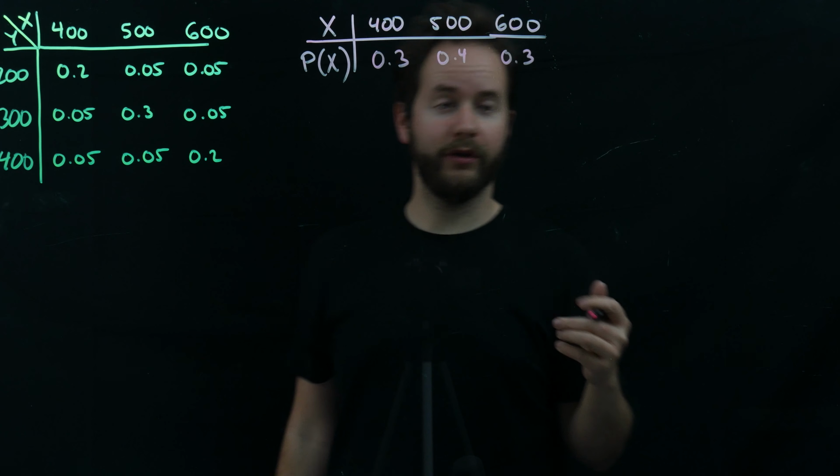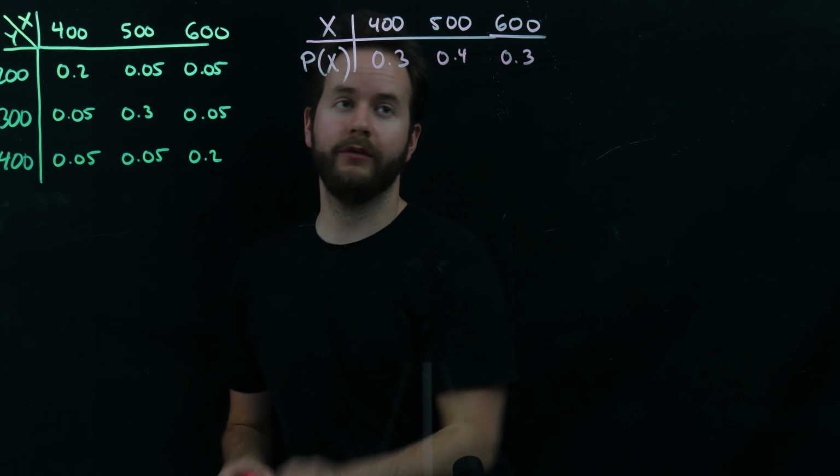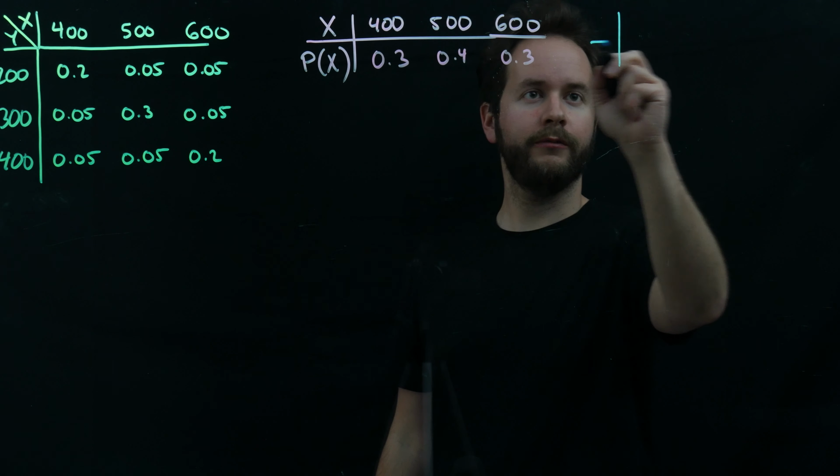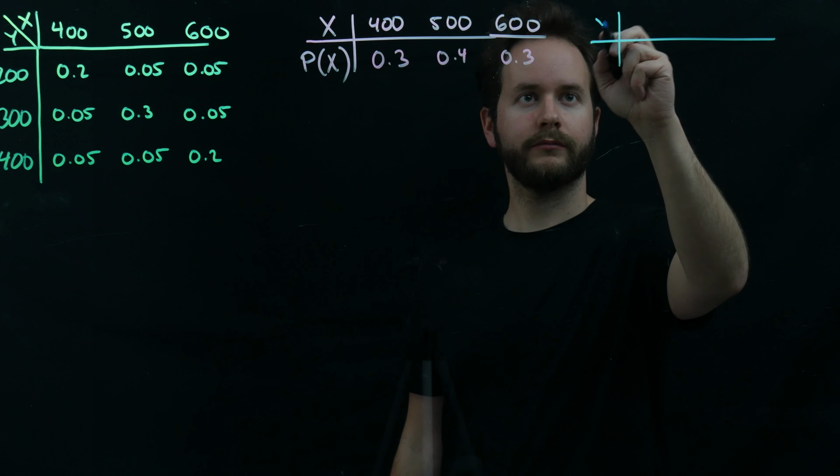Because we're probably going to need it at some point in the future, I'm going to do the same thing for y. So let's go ahead and get the y marginal distribution. The possible y values are 200, 300, and 400. So I'm going to put those here, 200, 300, and 400. And in the same fashion, I'm going to add across the row corresponding to each y value to get the corresponding probabilities. This happens to be 0.3, 0.4, and 0.3.